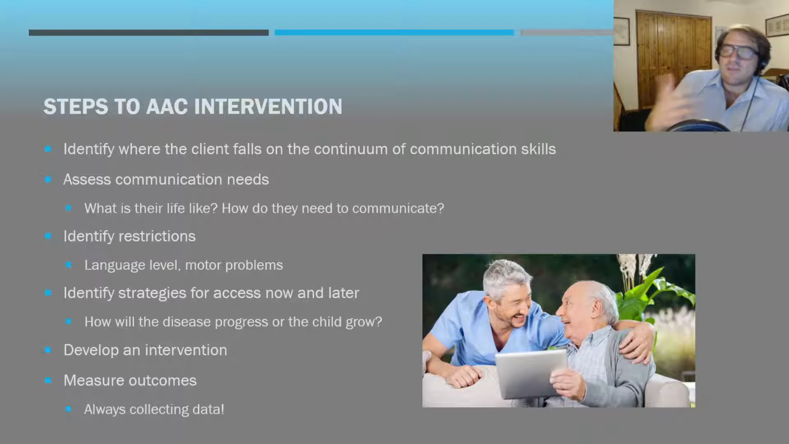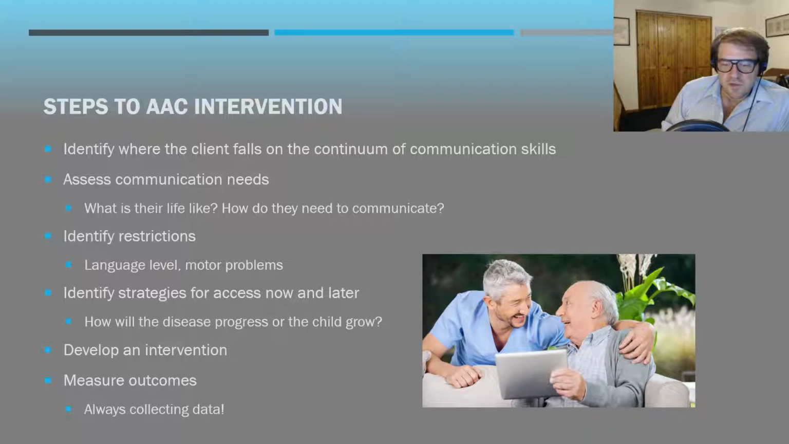Then look at their communication needs. What is their daily life? What do they need to communicate? So if we're talking about a pretty young child, there's a much smaller group of needs that they would need to communicate versus somebody like Stephen Hawking, who's communicating the fabric of the universe is made of this. Also, I'd like a sandwich. So there's a big difference between these different communication needs.